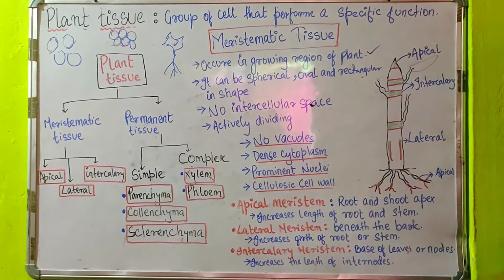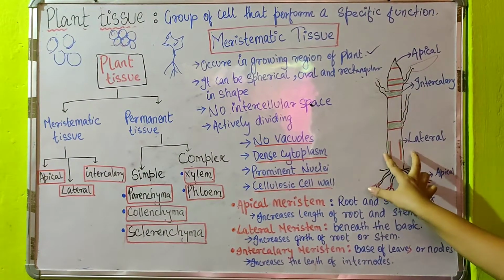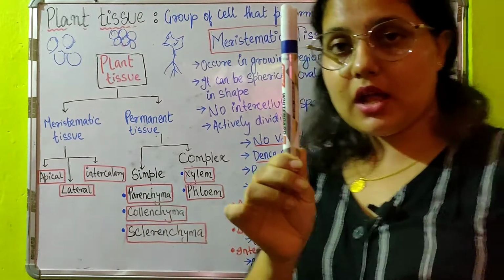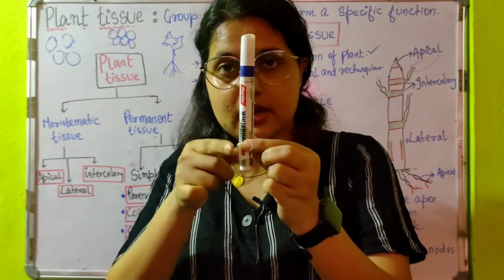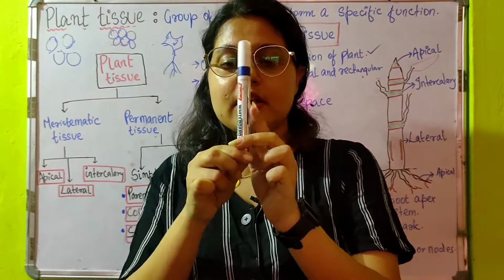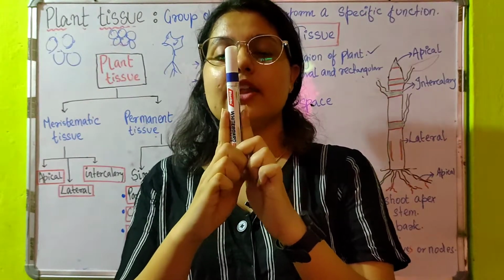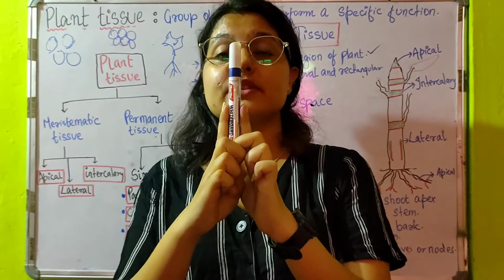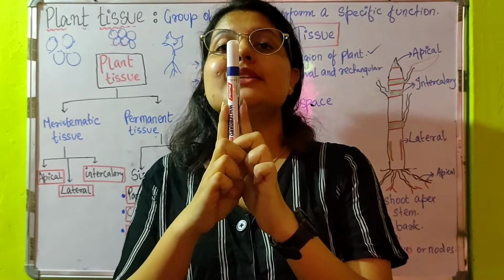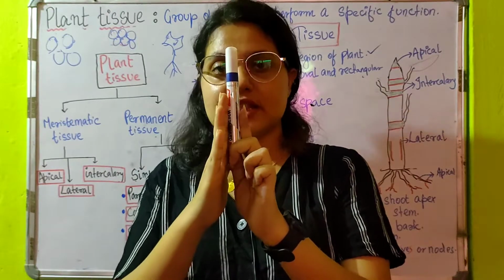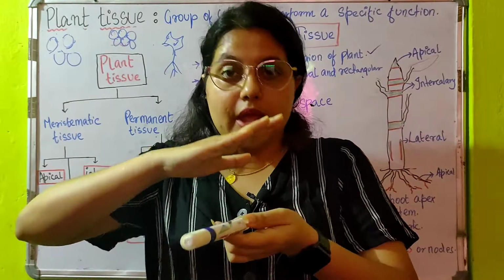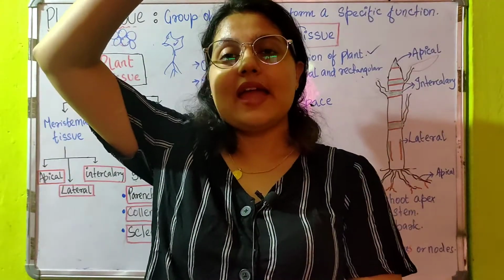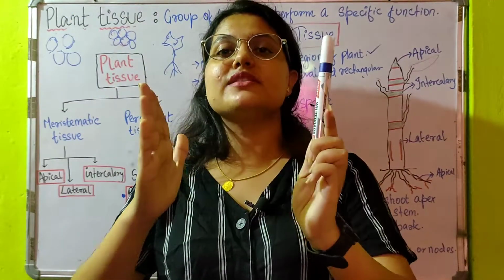And now you see lateral meristem. Lateral meristem is present at this part. If this is a plant, these two portions, here and here, have lateral meristem, because lateral meristem helps in increase in girth, that means increase in breadth. Apical meristem increases height, lateral meristem increases breadth.